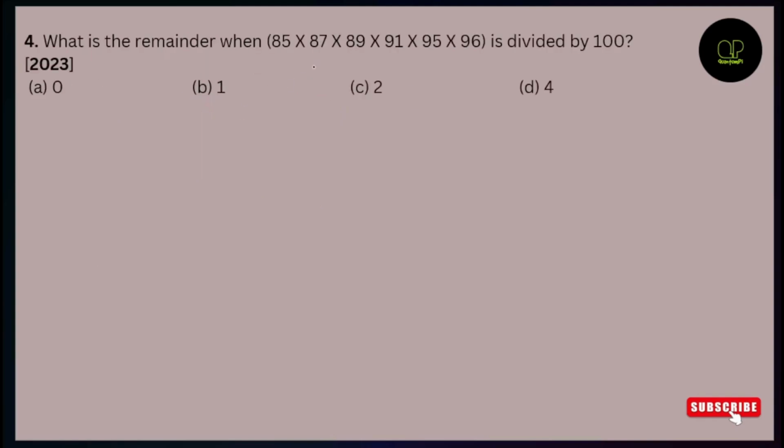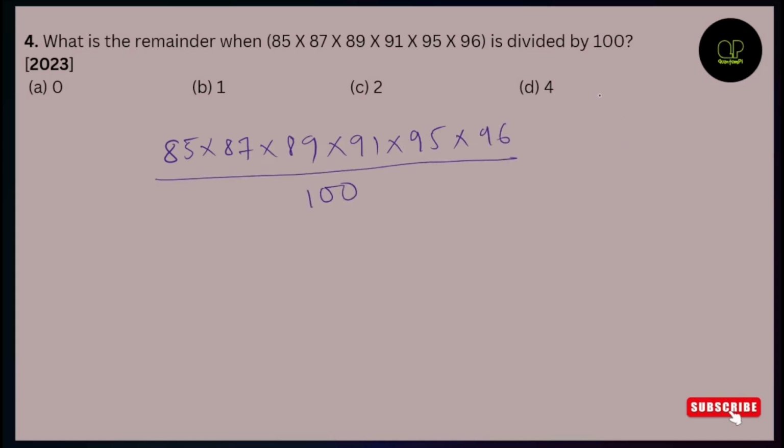What is the remainder of 85 into 87 into 89, 91, 95, 96 divided by 1000? This is a very interesting question. In fact, this is the easiest one if you do understand the concepts. So this one divided by 100. Whenever they ask you questions based on divisibility by 100 or 10 or 1000, finding the remainder is very easy.